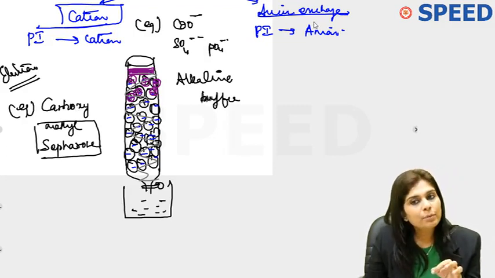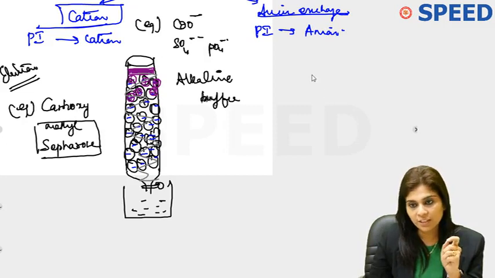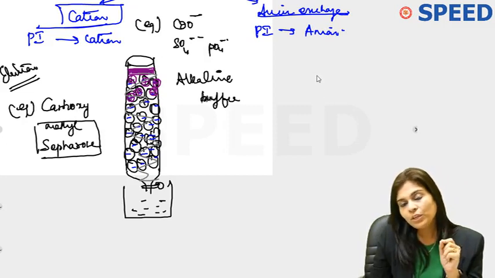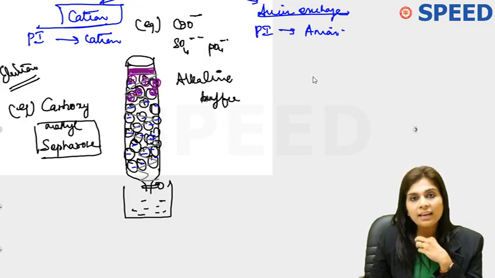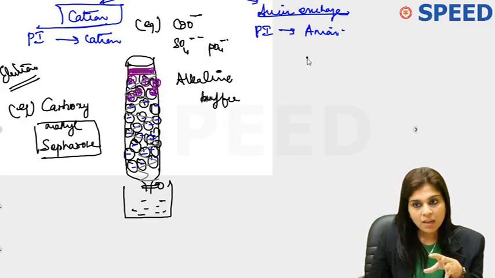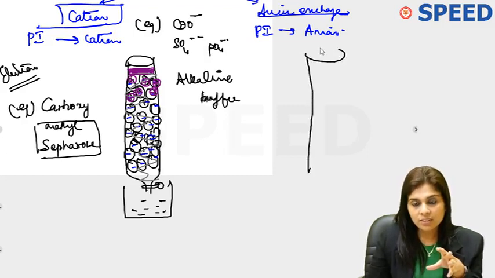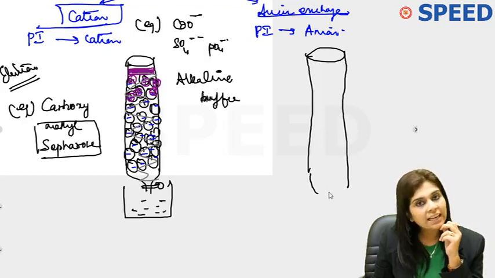Now try to tell me about anion exchange chromatography. We use anion exchange chromatography when the protein of interest to us is an anion. So what should you do to the anion? You will have to retard the anion onto the stationary phase. How can you retard the anion onto the stationary phase? Only when the stationary phase is a cation.